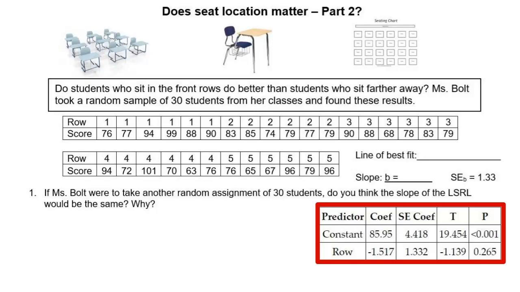So, same data from yesterday. I want you guys to flip back to yesterday's and write down the equation for the line of best fit and the slope. Line of best fit and the slope.